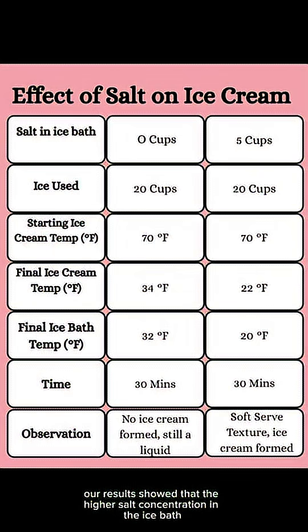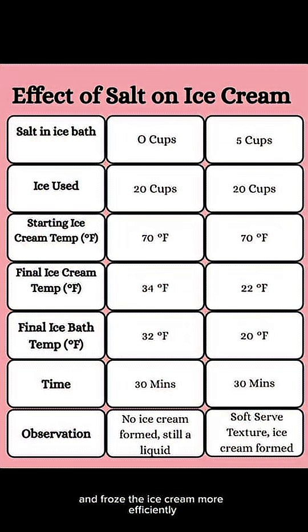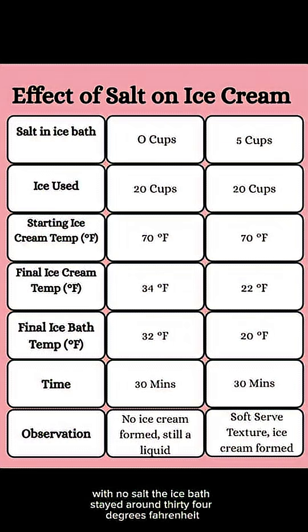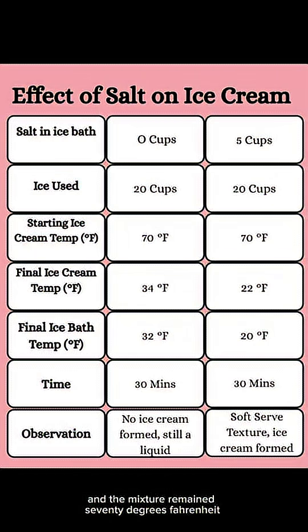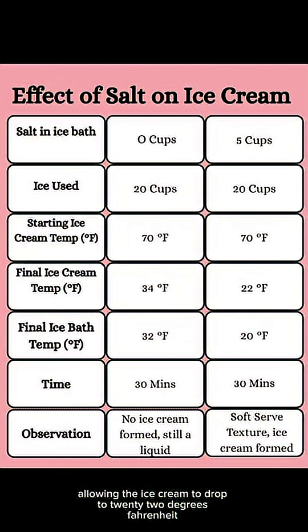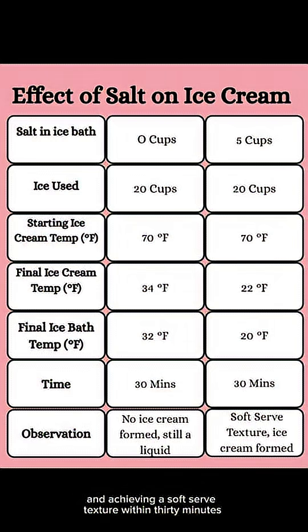Our results showed that the higher salt concentration in the ice bath reached lower temperatures and froze the ice cream more efficiently. With no salt, the ice bath stayed around 34 degrees Fahrenheit, and the mixture remained at 70 degrees Fahrenheit, so no ice cream formed. Adding 5 cups of salt lowered the ice bath to 20 degrees Fahrenheit, allowing the ice cream to drop to 22 degrees Fahrenheit and achieve a soft serve texture within 30 minutes.